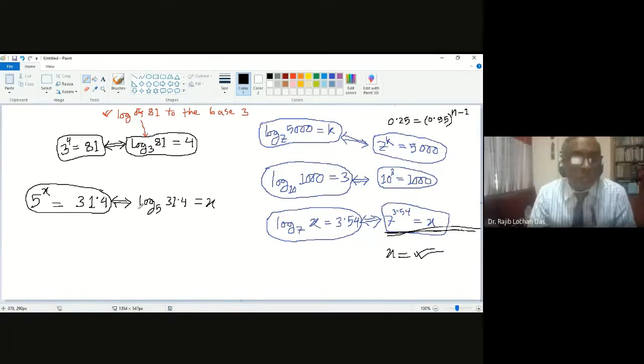Okay, so how can you find this? Log 31.4 to the base 5. So that is actually log 31.4 divided by log 5. There is no base written. No base written means what? No base written means the base is 10.